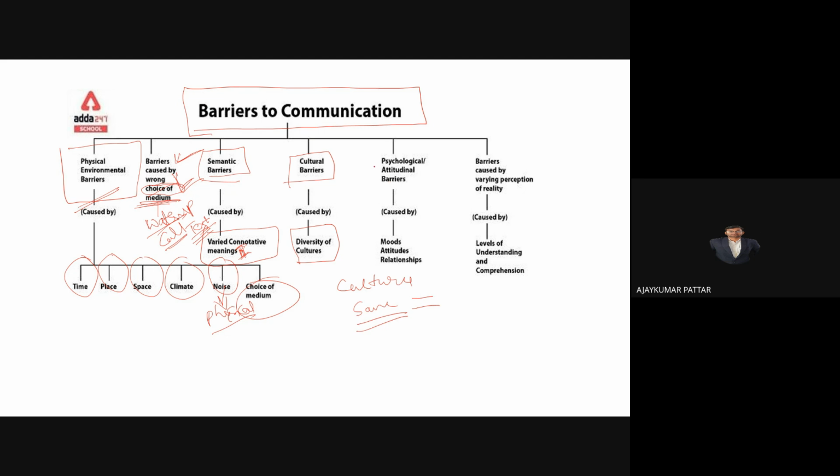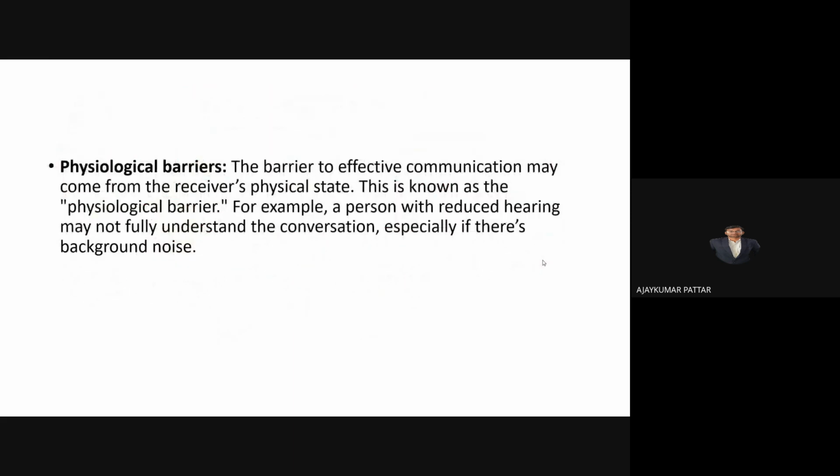Then the psychological or attitudinal barriers. The psychological things act as barriers for proper communication, like moods, attitudes, relationships, caused by varying perception of reality, because it is the level of understanding and comprehension. We will discuss in detail one by one. The first one is the physiological barriers. So what are physiological barriers?